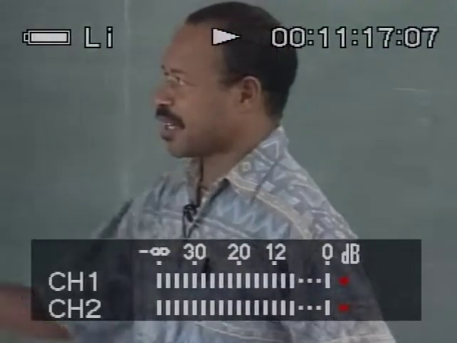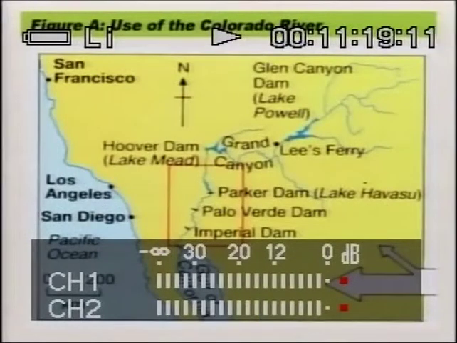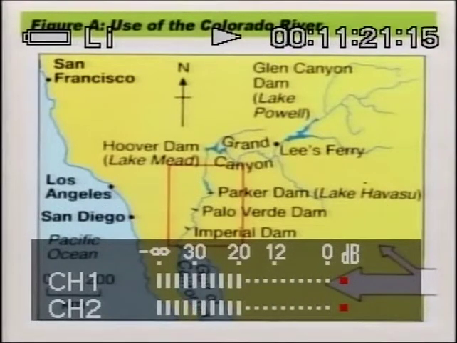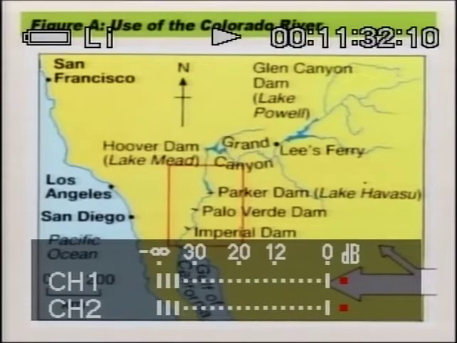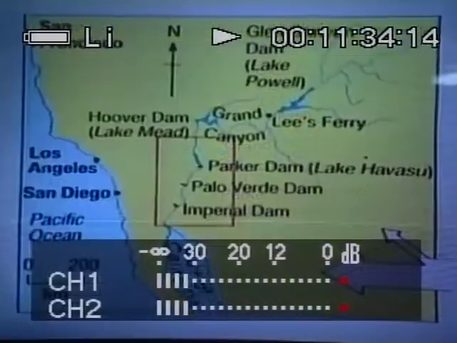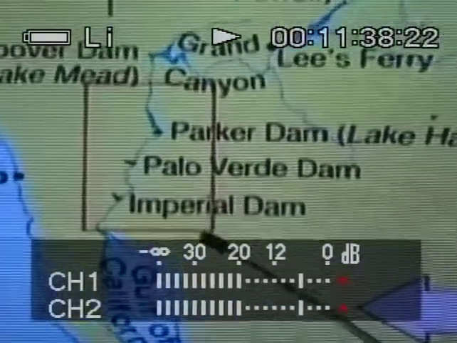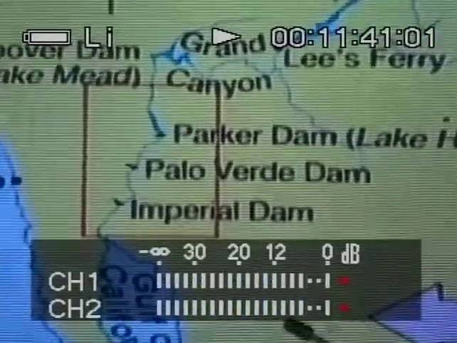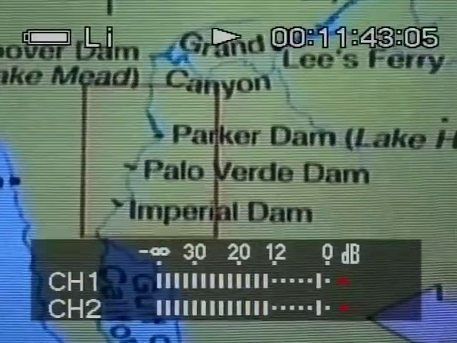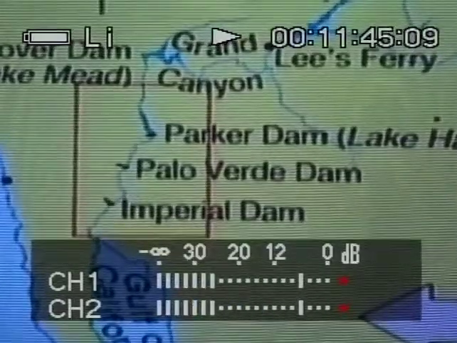The use of Colorado River. In this case, what we find here is the river running straight down to the Gulf of California. Along the river channel here, we have in the box 3 dams built by the people. We have the Parker Dam, Palo Verde Dam, and Imperial Dam. Those are used for generating electricity as well as for irrigation.